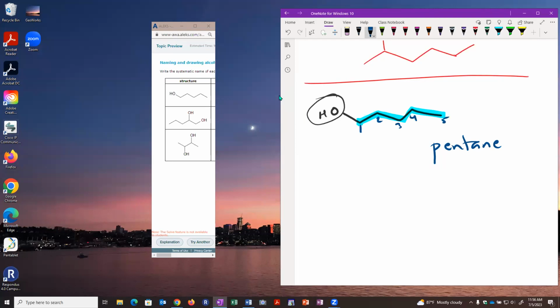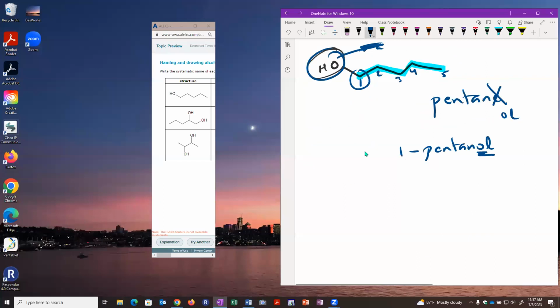This is an alcohol. Okay, which means that we're going to drop the ending, we're going to replace it with OL. So this becomes pentanol. So the OL tells us that we have that OH group present, and the OH is attached to carbon number 1. So we need to say 1-pentanol. And that would be, in this case, a primary alcohol.